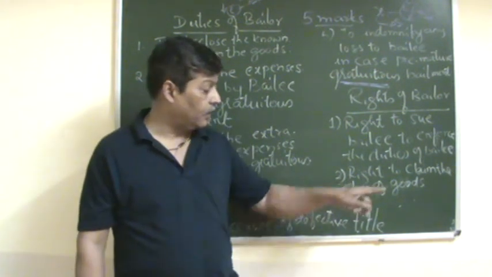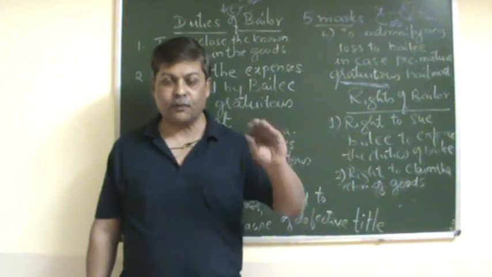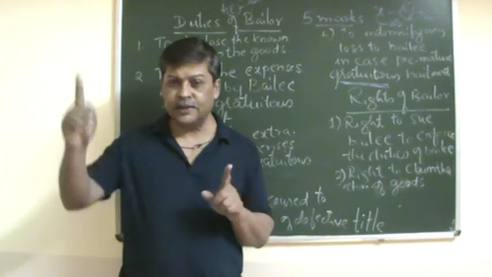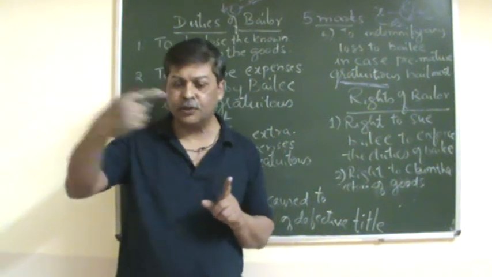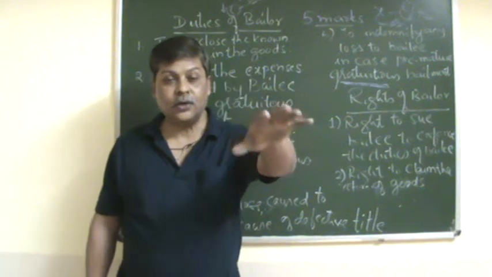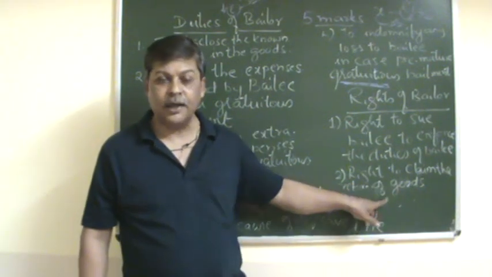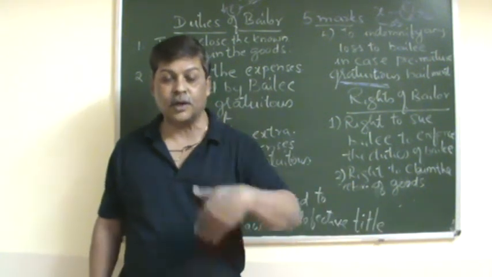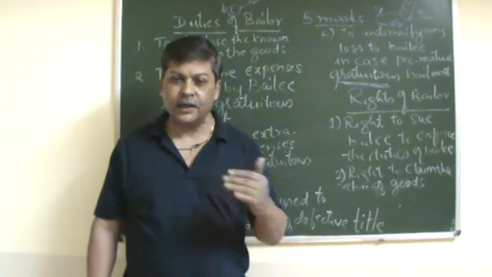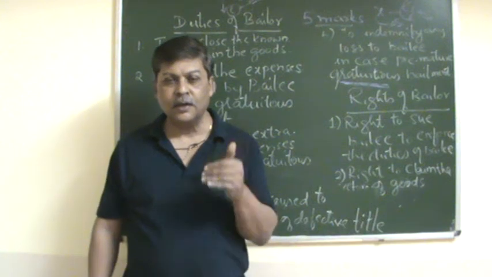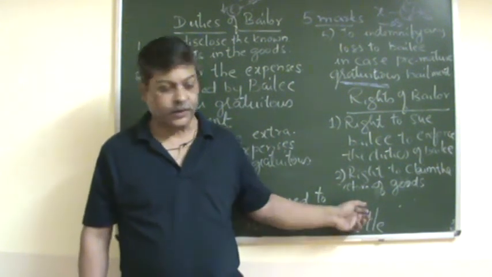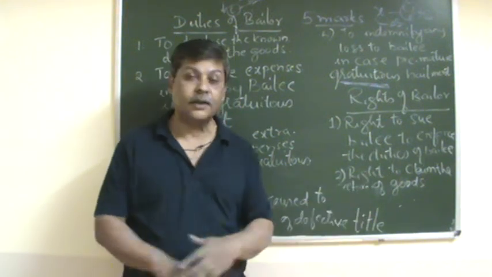The right to claim the goods. Once the purpose for which it is given is accomplished, it is the right. So it is the duty of the bailee, when the purpose is accomplished, to give back the goods. But if the bailee has failed, the bailor has the right to claim the return of the goods once the purpose is over or the specified time is over. Bailment may be for a specified time. So once that specified time is over, he can claim back the goods. That we call the right to claim the return of the goods.